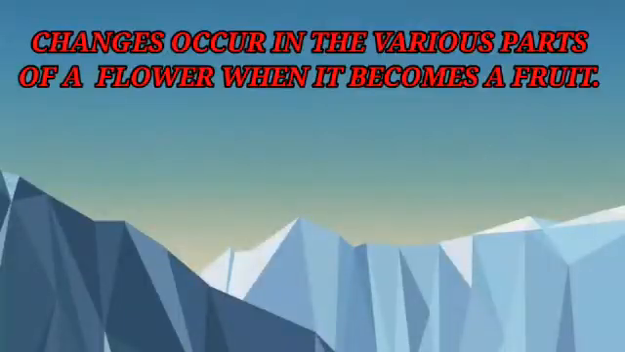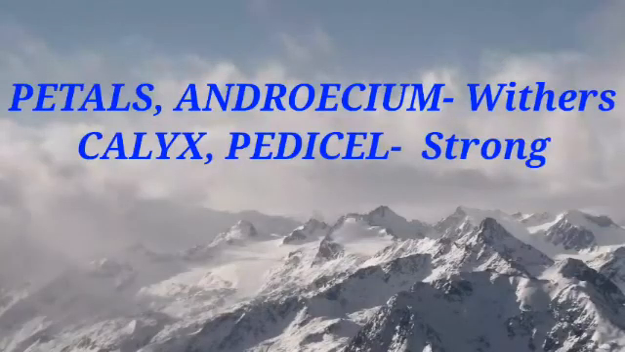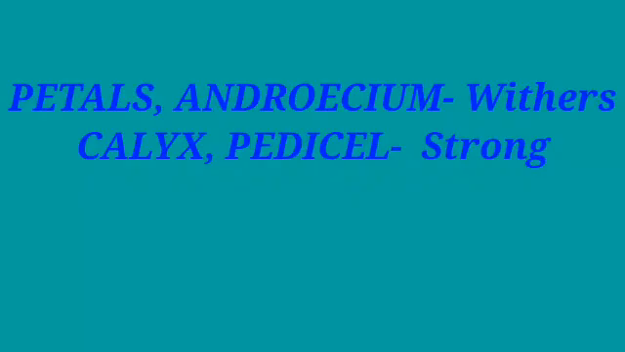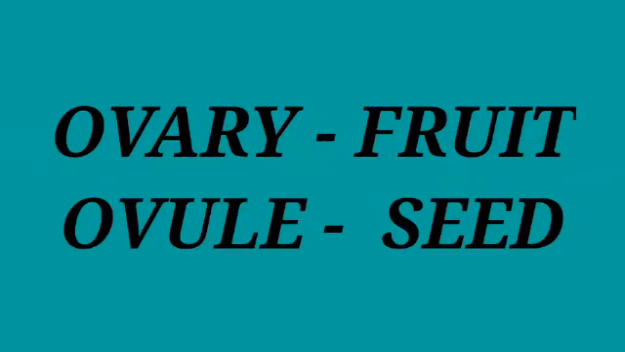So, dear children, let's conclude today's class. Today we studied the changes that occur in the various parts of a flower when it becomes a fruit. Petals and androecium wither away. Calyx and pedicel become strong. Then the ovary becomes fruit and the ovule develops into seed.